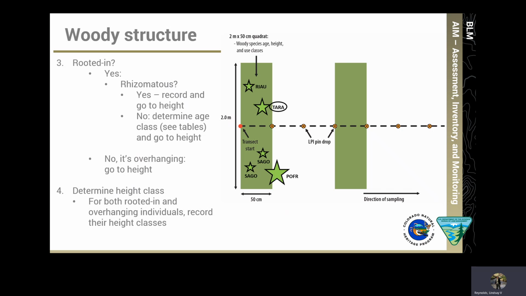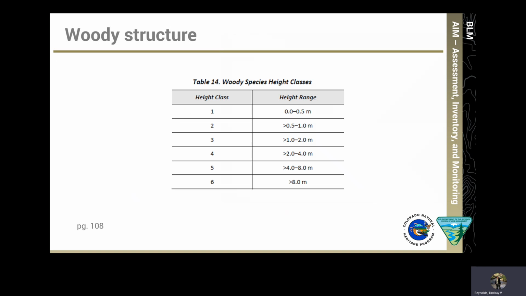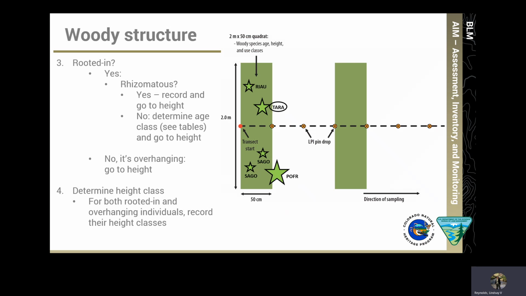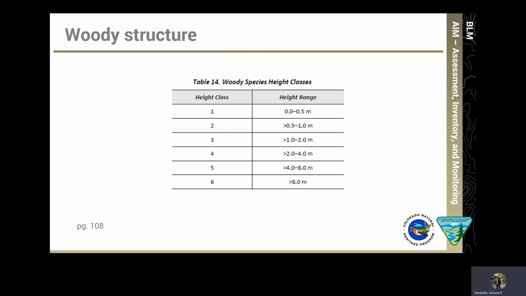We determine height for all individuals, whether they're rooted in or overhanging the quadrat. So for example, to determine the height class of each individual that's either rooted in or overhanging the quadrat, we use table 14 on page 108 to identify what height class each individual falls into. Each height class has a range. The smallest height class is height class 1, with a range from 0 to half a meter, on down to height class 6, which is the tallest height class of over 8 meters.